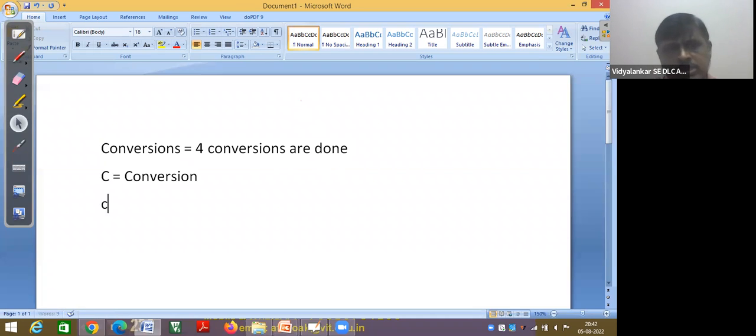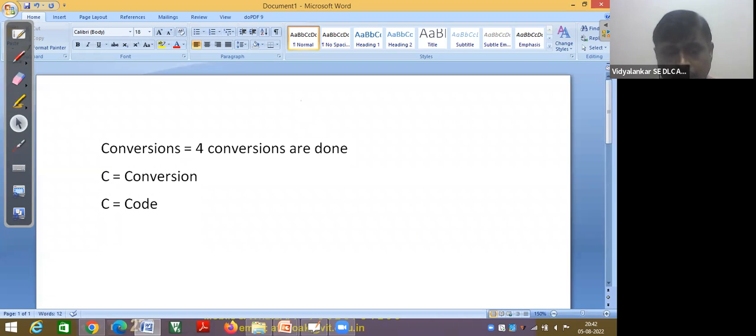Now there is one more C, and this C is called code. I'm not talking about programming code, but I'm talking about some standard way of representation. Just listen very carefully for last 5 minutes.